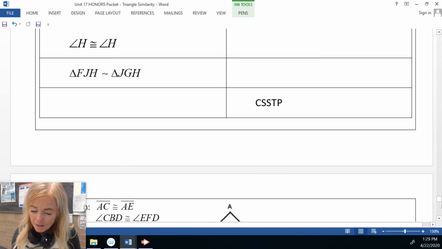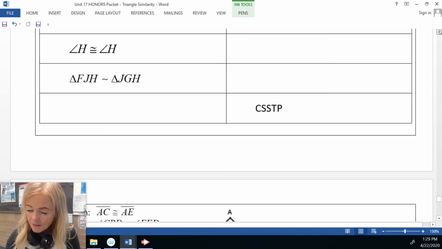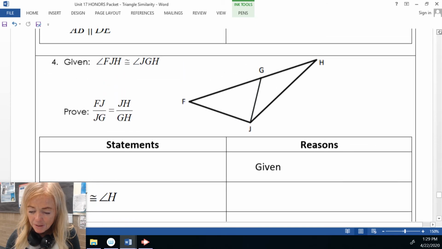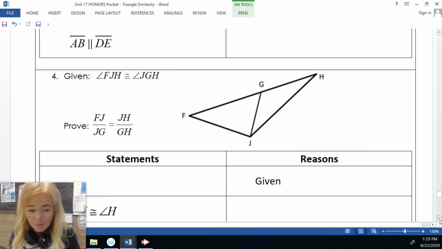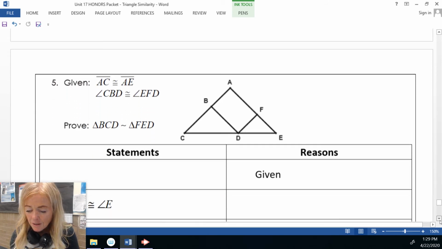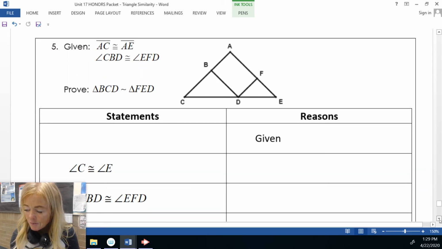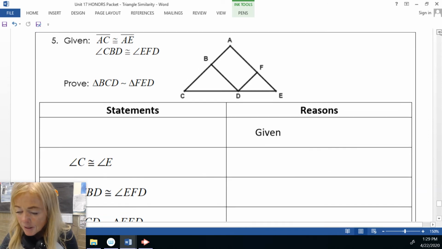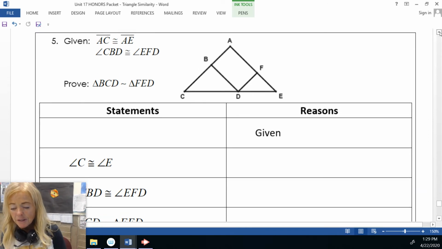All right, I'm going to move down a little bit. I know we've done two, which are pretty easy. I have about five more minutes. I'm going to do one more, number 5, and then let you work on the rest of the assignment. So we're given that AC, side AC, is similar to AE, and angle CBD is congruent to angle EFD, and we're asked to prove that triangle BCD is similar to triangle FED.